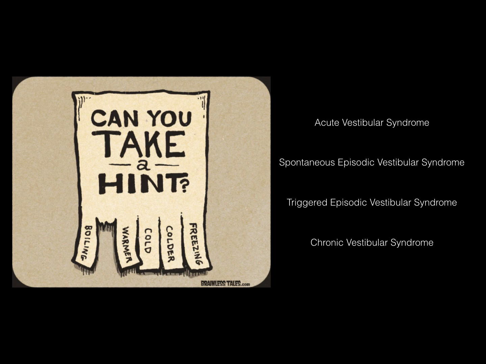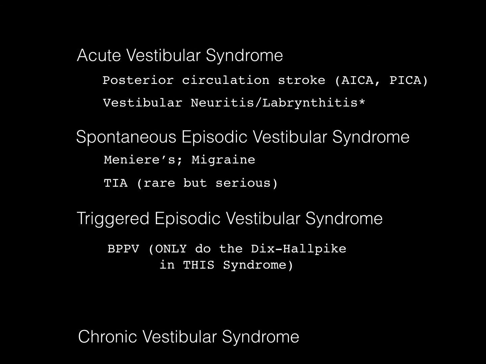Remember you have acute vestibular syndrome, so things like acute vestibular neuritis or labyrinthitis, AICA or PICA stroke. Spontaneous episodic vestibular syndrome, so things like Meniere's, migraine, TIAs, which are very, very rare but serious, so you need to think about them, although much more commonly you're dealing with things like Meniere's or vestibular migraine. Triggered episodic, which is really BPPV, and remember, only do the Dix-Hallpike in this specific syndrome. And then chronic vestibular syndrome, which for now don't worry about, but at some point you need to start learning these things and thinking about them.